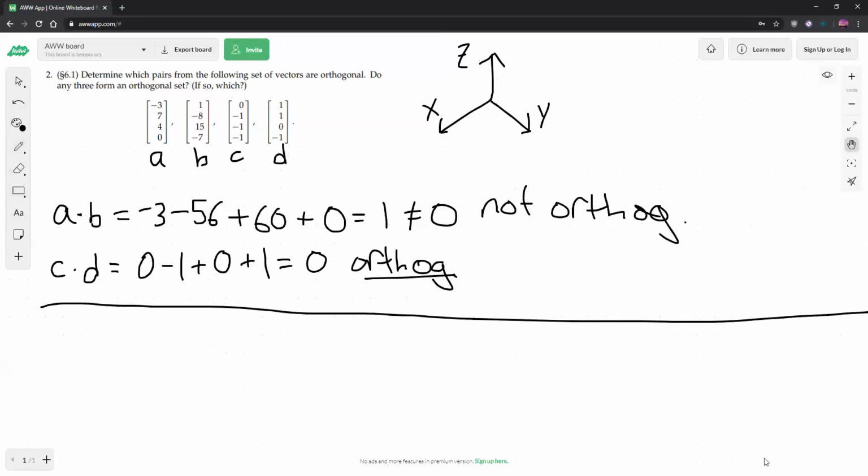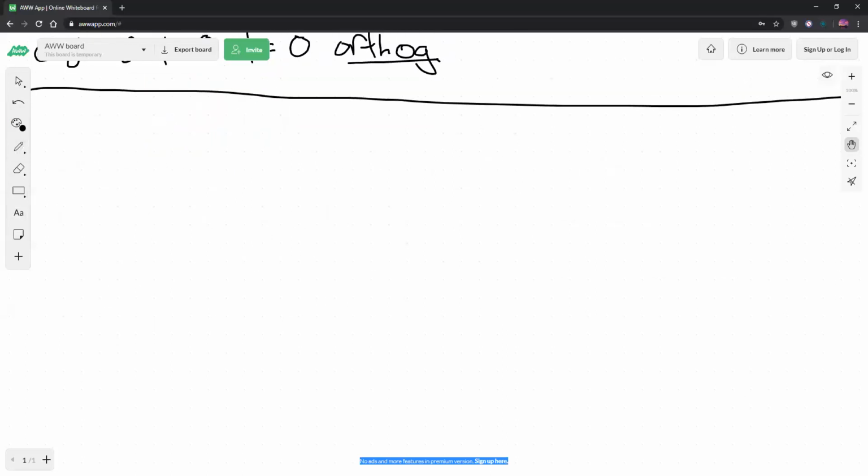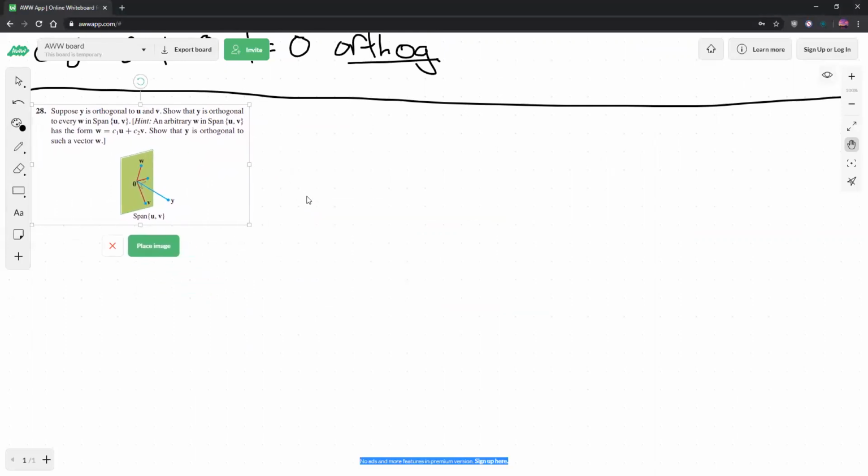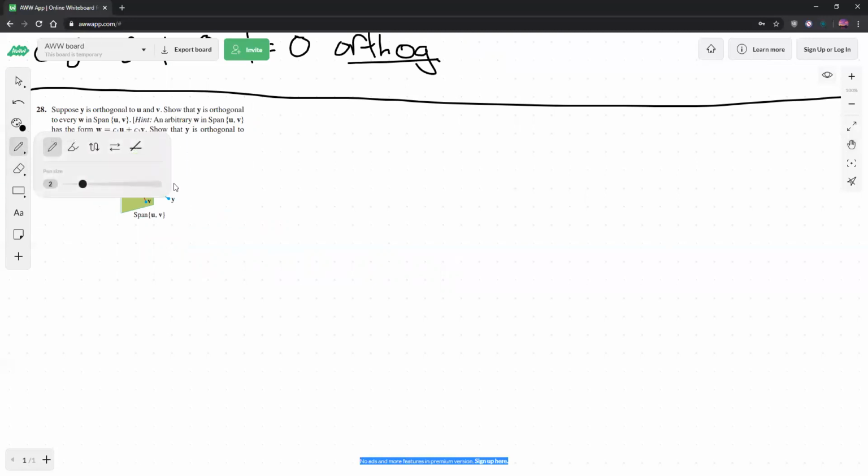All right, next up, we have one from the textbook. So let me pull it up here. 6.2, number 28. So we're looking at more of a proof kind of question. We're supposing y is orthogonal to u and v. And we want to show that y is orthogonal to every w in the span of u and v.